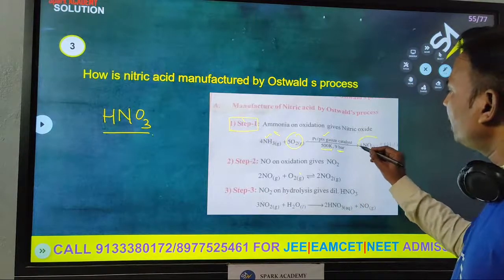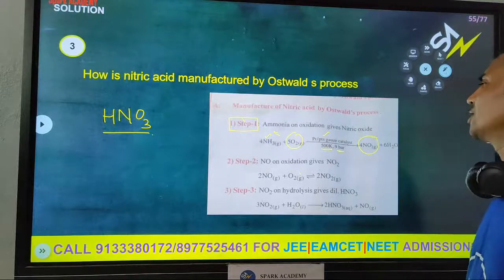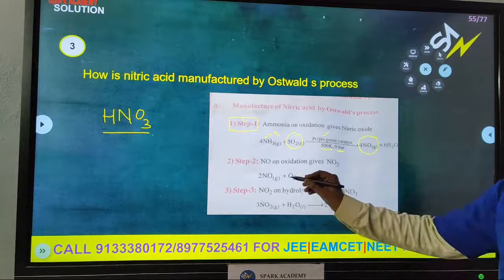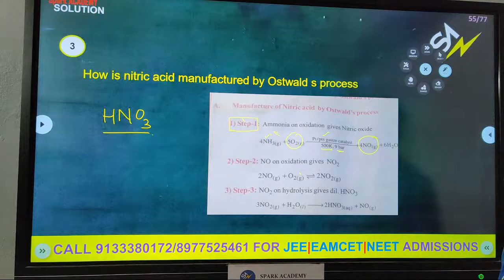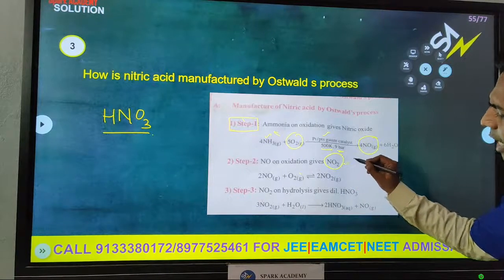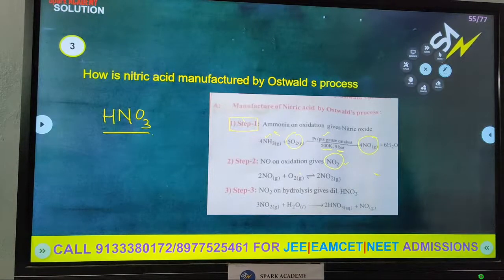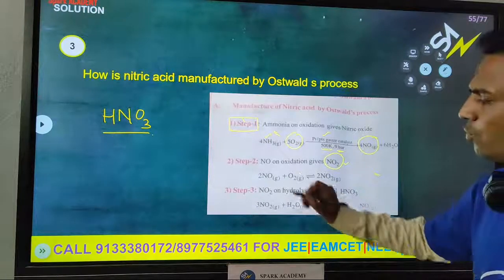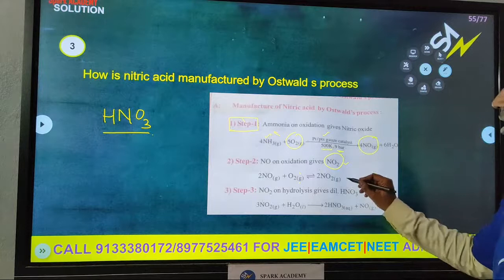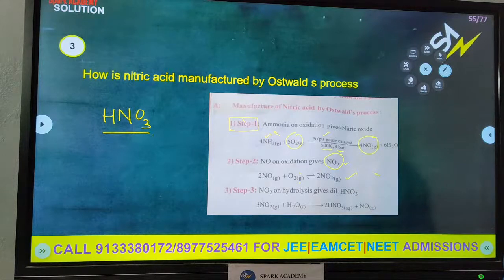So we get what here? Nitrogen oxide, which is called nitric oxide. Now in the second step, nitric oxide undergoes oxidation. So nitric oxide underwent oxidation to give NO2, nitrogen dioxide. NO, nitric oxide, plus O2, oxygen, gives NO2. This is nitrogen dioxide.